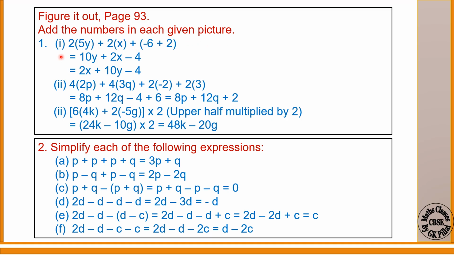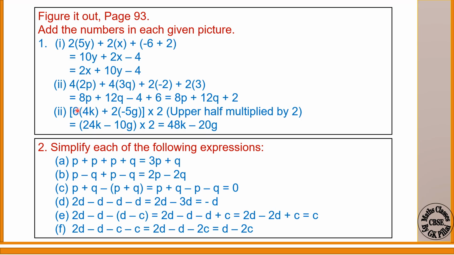Question number 1, 2 into 5y plus 2 into x minus 6 plus 2. These are the values given in the circles. When you add them, your answer will be 2x plus 10y minus 4.